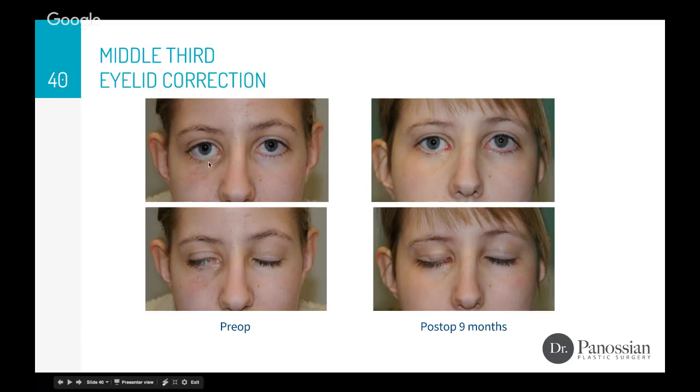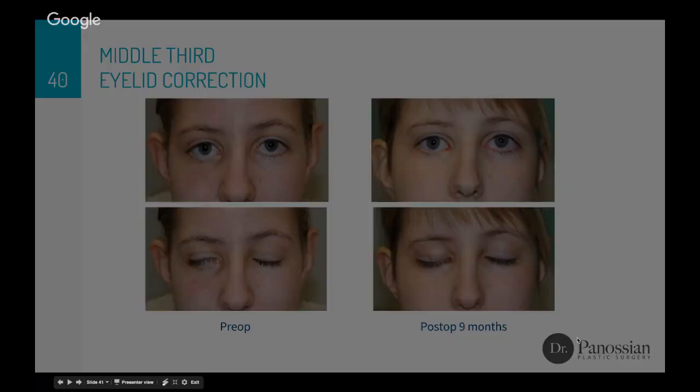And as you can see in the resting phase, it's much improved, not only in upper eyelid position, but also the lower eyelid position. And you can see the shadow of the weight here. We get much improved eye closure, and shown here at post-op 9 months.